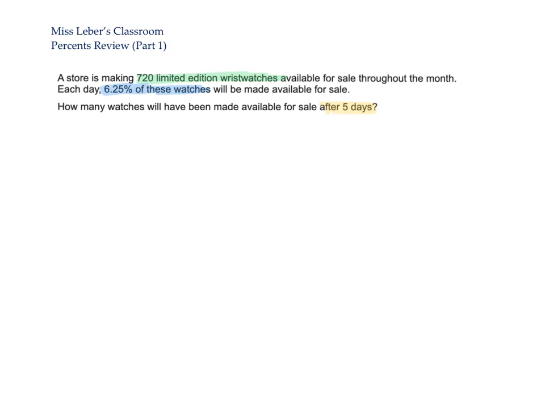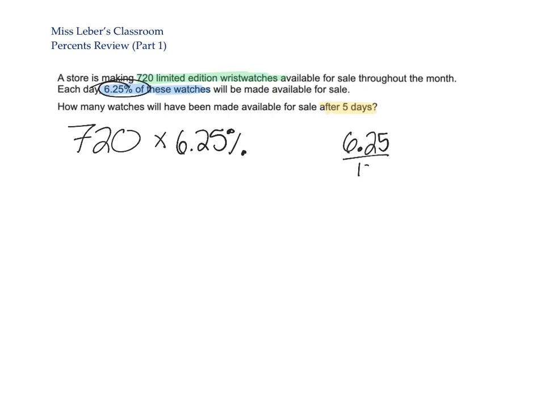For one day, we start with our total of 720 watches, but we need 6.25% of that. Remember, "of" tells us that we need to multiply by that 6.25%. You can use your fraction to decimal button, or your percent button on your calculator, or if you need 6.25% as a decimal, you can do 6.25 divided by 100, and that will give you 0.0625, which is it as a decimal.